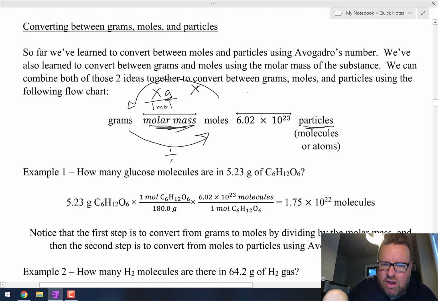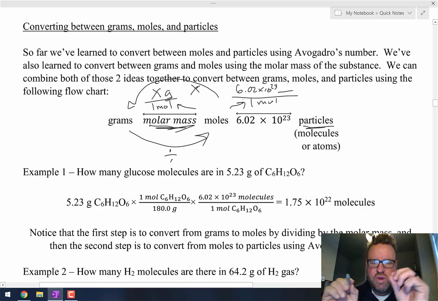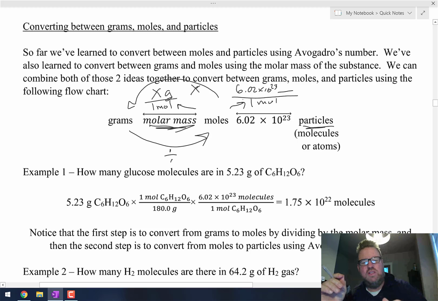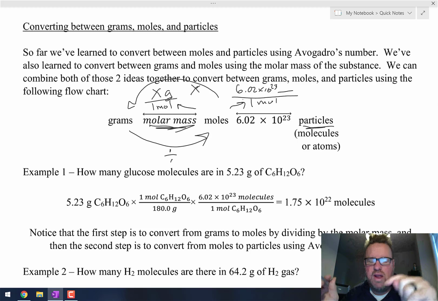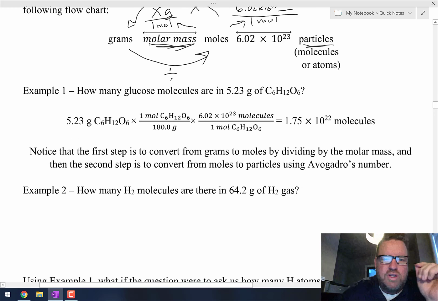And then going this way, we learned that there are 6.02 times 10 to the 23rd, whatever, in 1 mole. And see how both conversions have a mole in them. So when you convert, you're going to either put moles on the top or moles on the bottom, depending on how you need them to cancel.